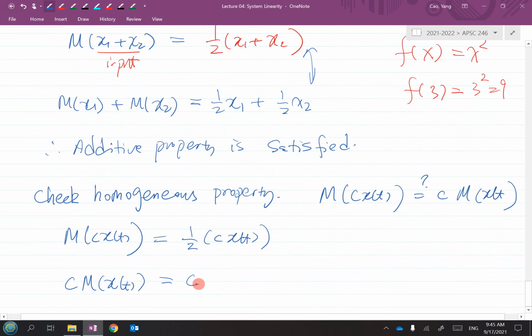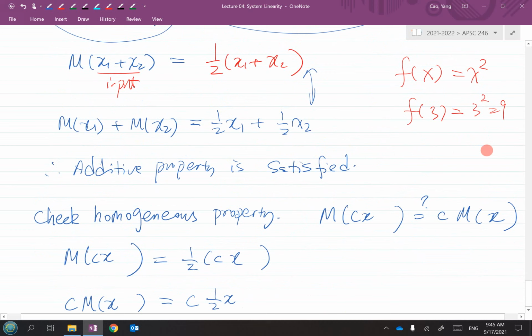It's just c times 1/2 x of t. Right? Sorry, why do I use x of t? I don't have a t here, right? Just forget about t here. Just x. Okay. So obviously they are the same, so that's why you can see the homogeneous property is satisfied.